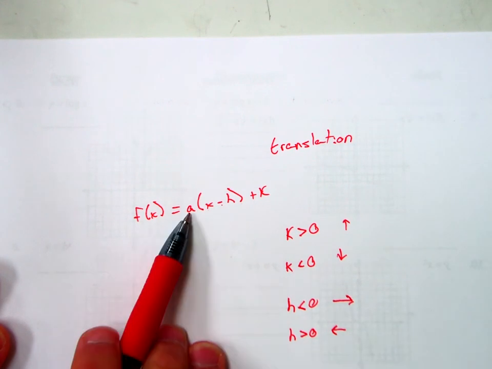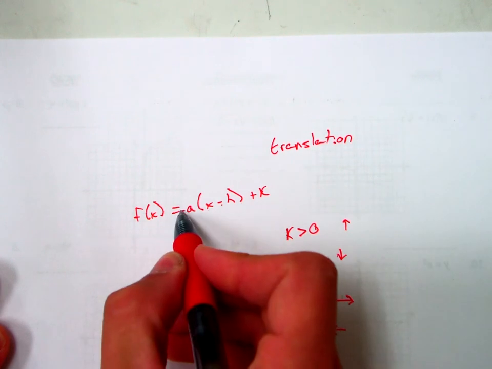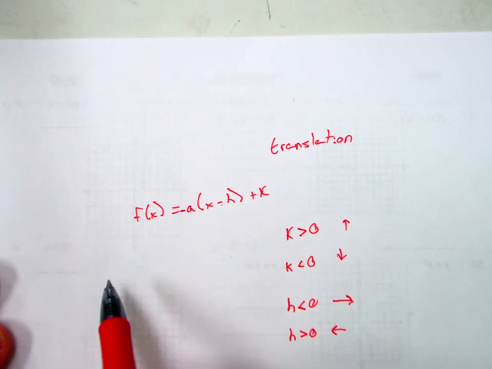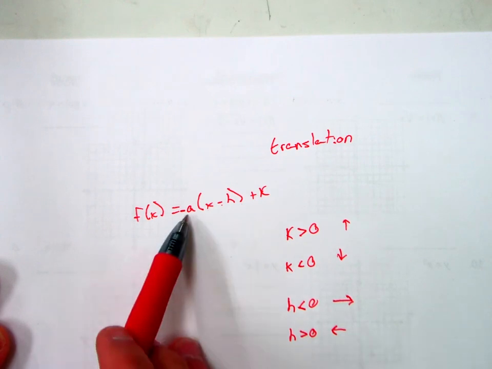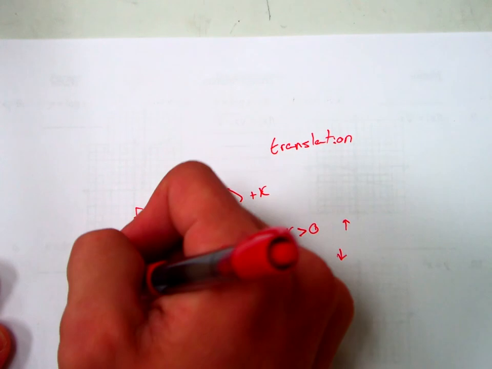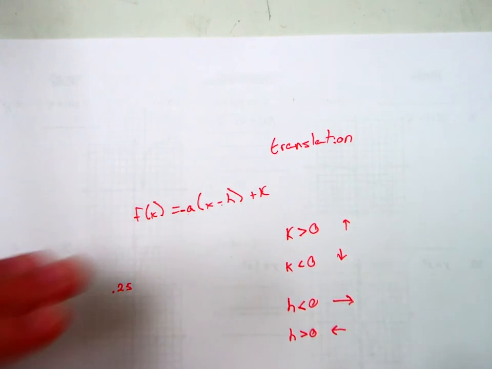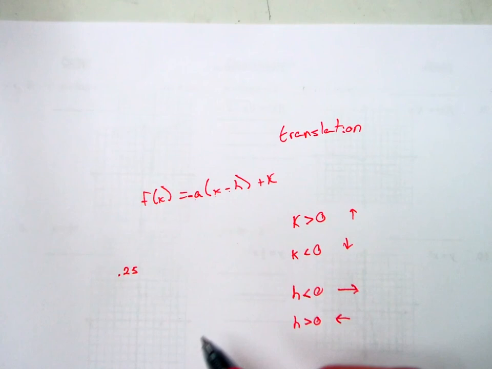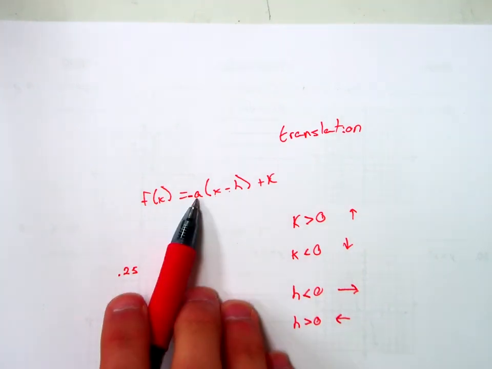And a is going to either stretch, compress, or reflect it over the x-axis. If you have a negative in front of the a like this, that's what's going to take a function and flip it completely upside down over the x-axis. If a is some kind of fraction, like 0.25, that's going to compress it. It's going to take it like this and flatten it, and it's going to get wider.